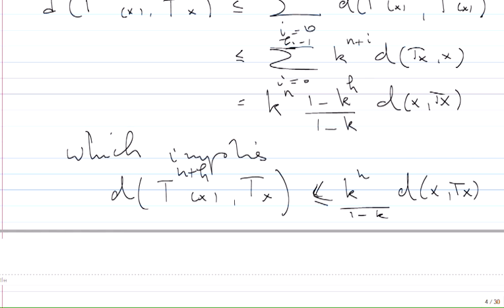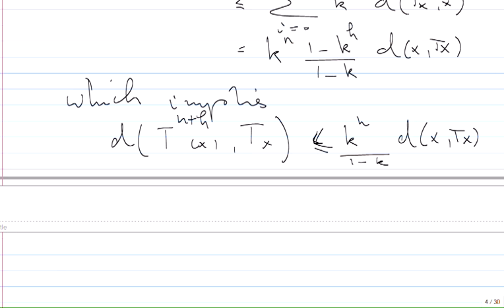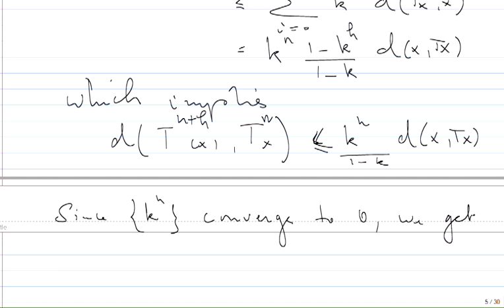So this clearly proves that our sequence is Cauchy. Since k to the power n converges to 0, this is a sequence of real numbers with k less than 1 that converges to 0. Oh, I'm sorry, there was a mistake here, there is an n missing. We get, again, that T^n of x is a Cauchy sequence.